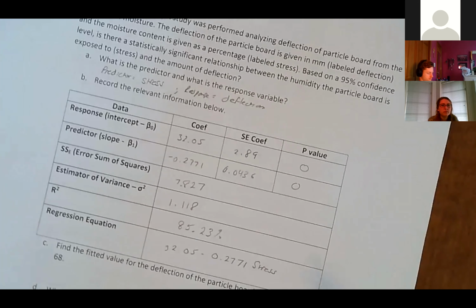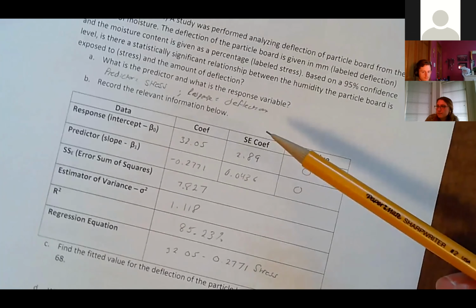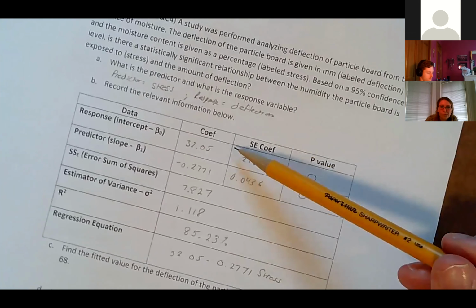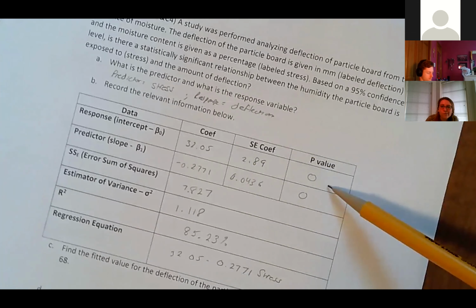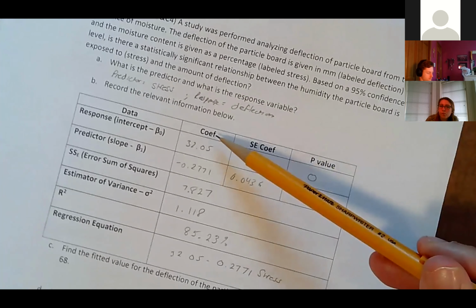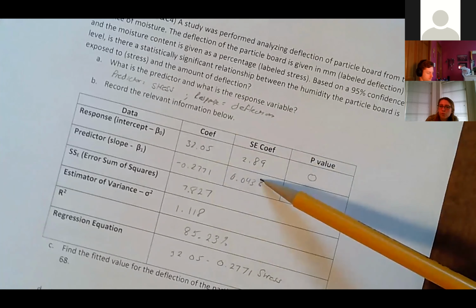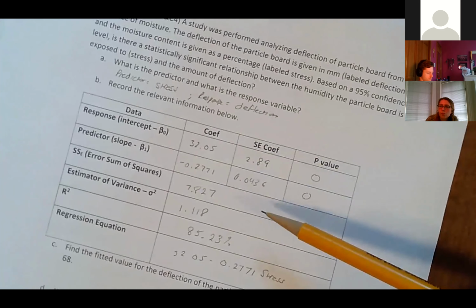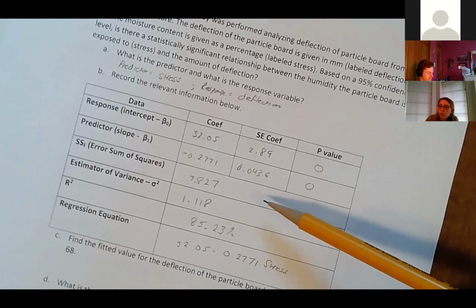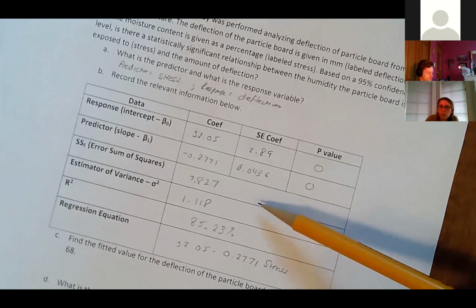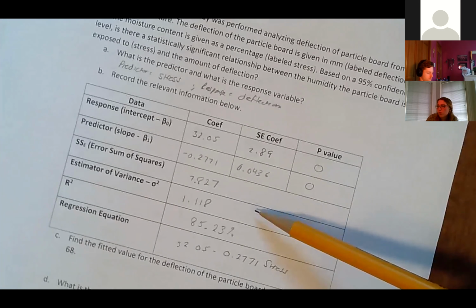There we go. 3 seems to be the magic number. So predictor was stressed, response is deflection, coefficient, standard error of the coefficient, p-value. That's looking at the y-intercept, slope, coefficient, standard error of the coefficient, p-value. The error sum of squares was from that analysis of variance box that said error, and then the estimator of the variance was also from that analysis of variance box.